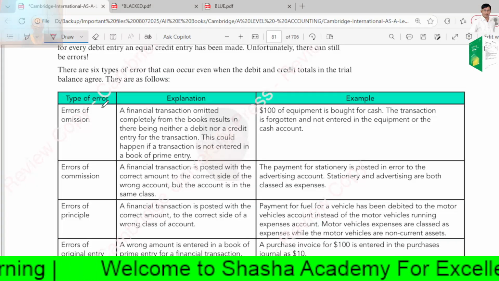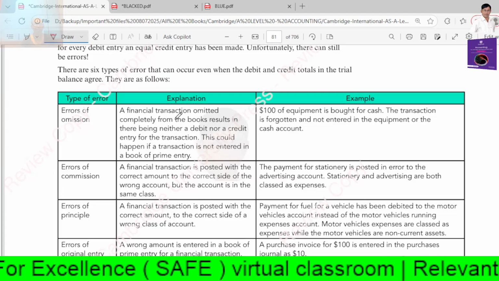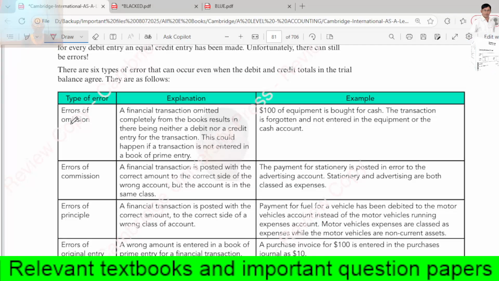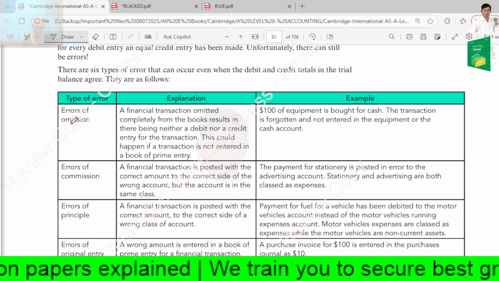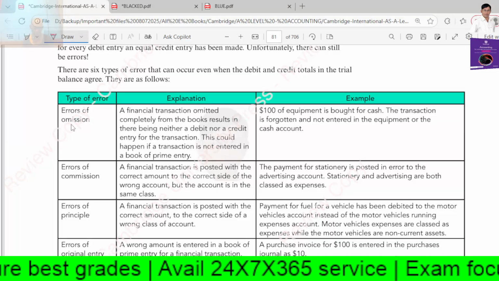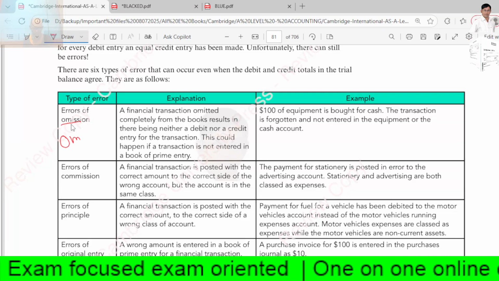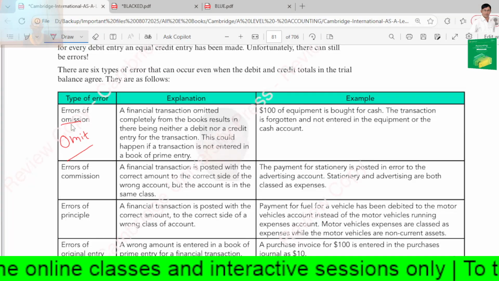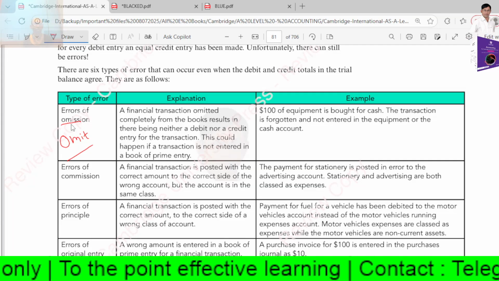So, the error of omission. What is an error of omission? A financial transaction omitted completely from the books. Omission is nothing but omit. So the name itself suggests it. Omitting means leaving out.